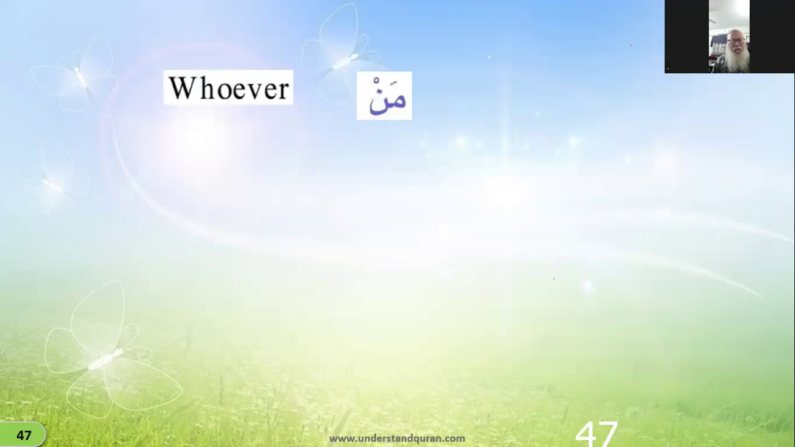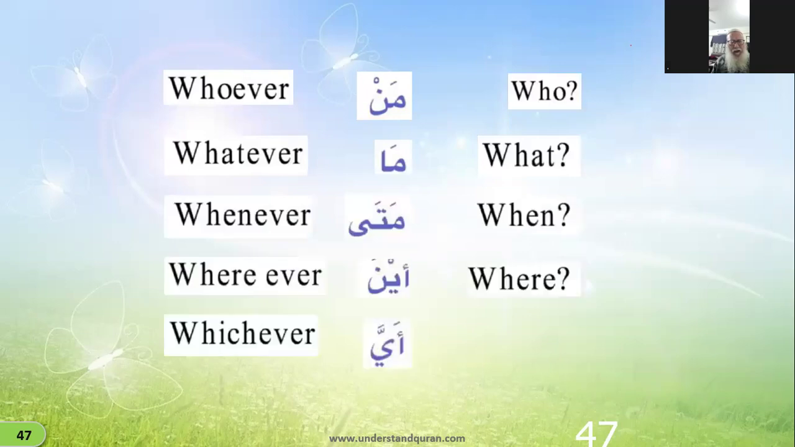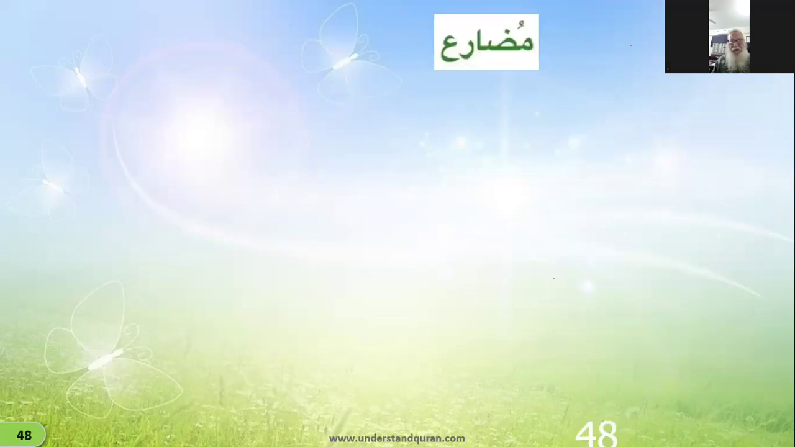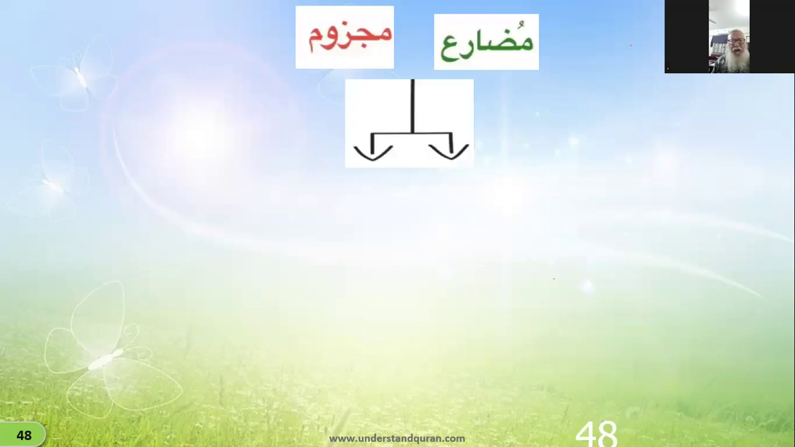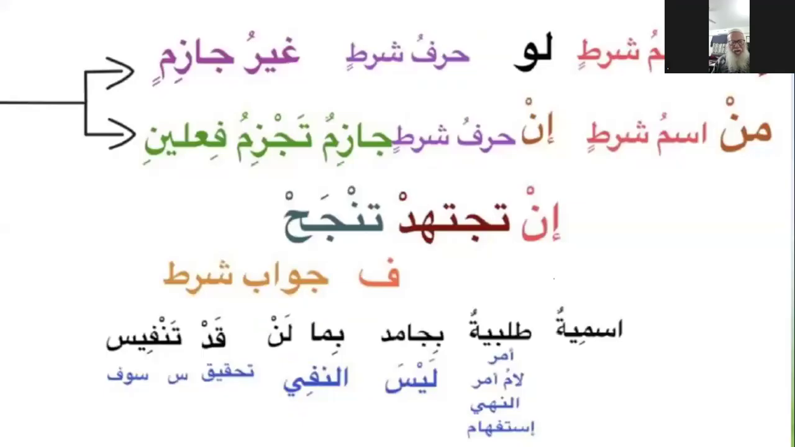Then we saw the words which come, just like man, ma, mata, aina, ayyu, and mahma. They come as huruf and asma' shart. Then we saw the mudare majzum has two parts: direct effect of adawat shart, or maybe an indirect effect in the shape of lam amr, lam nahiya, fi mahalli jazm, fa in liman.